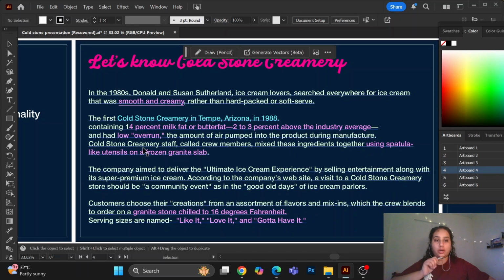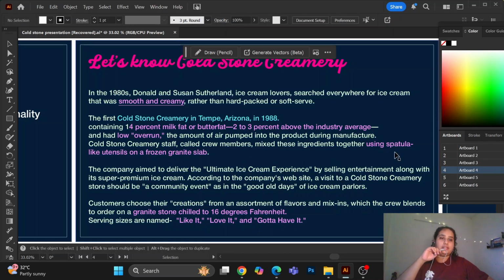And it has low overrun. Overrun is the amount of air pumped into ice creams so that they look thicker and fluffier and creamier. But Cold Stone Creamery is not doing that. It has a low overrun.